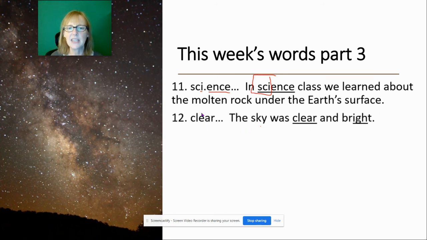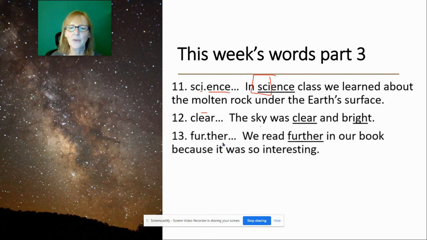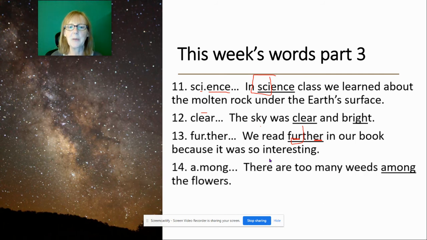Clear. We use the EA to make the long E sound. The sky was clear and bright at night. Further. We read further in our book because it was so interesting. I love to hear that. Further, we have our sound spelled UR in this case in the first syllable and ER in the second syllable. Remember, those sounds can be spelled many different ways, so we do need to get used to which one to use. Further, UR in the first syllable, ER in the second syllable.